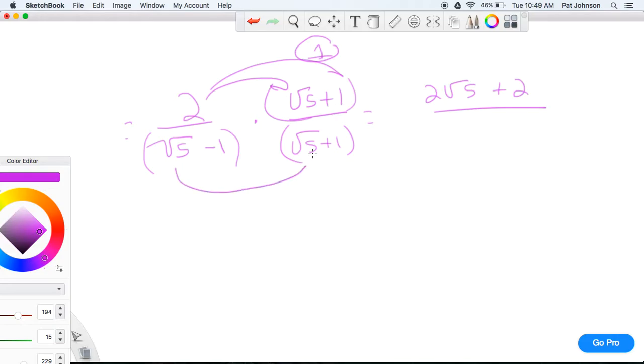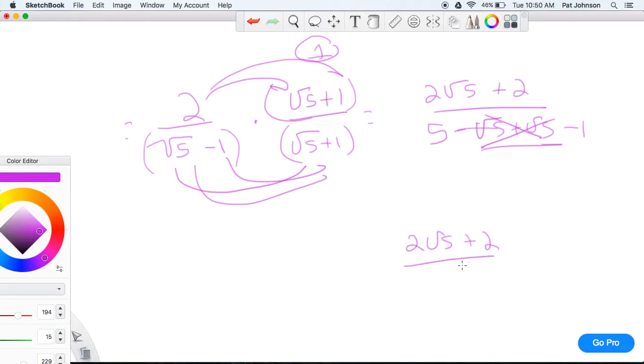Here we FOIL. First times first, square root of 25 is 5. Outer times outer, minus square root of 5. Inner times inner, plus square root of 5. And then last times last, minus 1. Well, aren't these opposites? When you multiply the conjugate, the middle terms cancel out. So we have 5 minus 1, which is 4. So you have 2 square root of 5 plus 2 over 4. Now that is simplified. You can also write this as 2 square root of 5 over 4 plus 2 over 4, and this simplifies to square root of 5 plus 1 over 2.